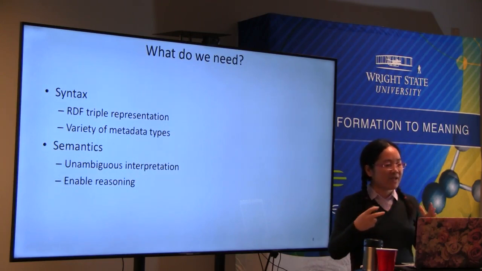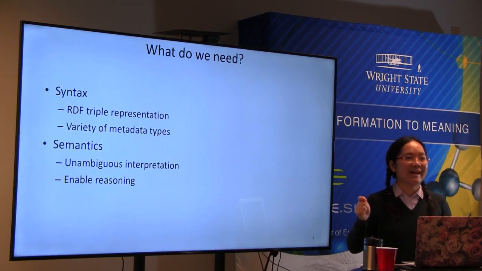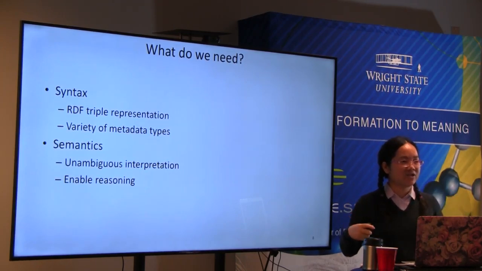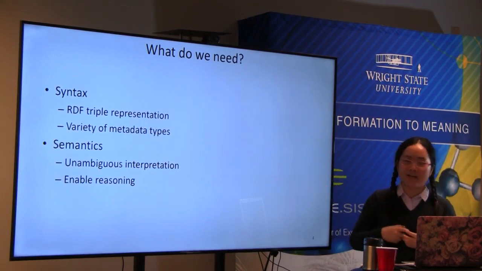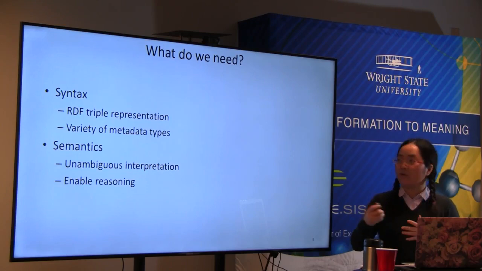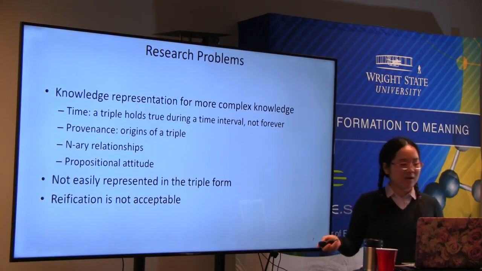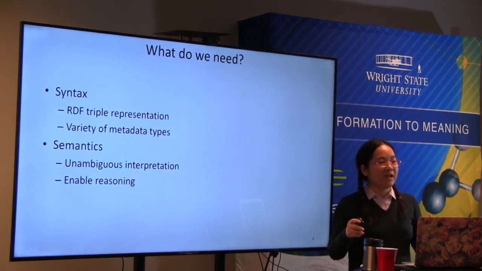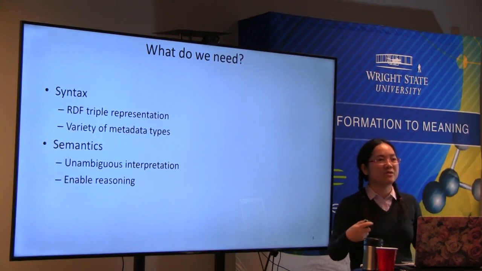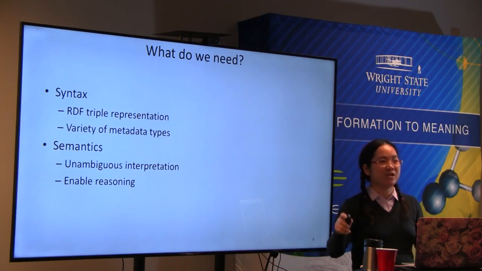So what do we need? In order to progress this work in both academia and industry, we do need a data model that can represent complex knowledge in a simple form so that machines can understand and then derive some meaningful knowledge out of it. For the syntax, we prefer the triple form because it is very well known and very well adopted. It should be able to support multiple types of metadata, like time, provenance, certainty, attitude, all of those. On top of that, if we want to derive meaningful knowledge by rules, we need to represent the knowledge in a mathematical form, to precisely and unambiguously capture and interpret the knowledge.